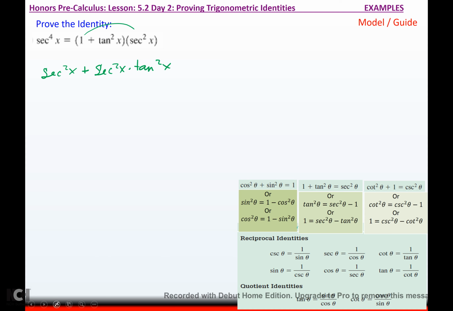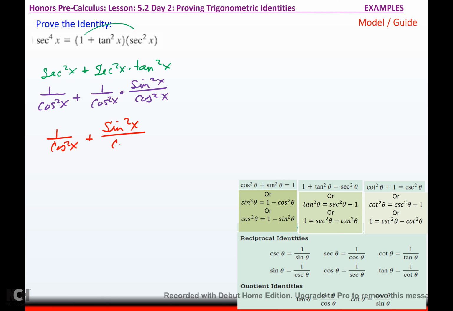I'm going to rewrite everything in terms of sine and cosine. So this would be 1 over cosine squared x. This would be 1 over cosine squared x. This would be sine squared x over cosine squared x. So that gives me 1 over cosine squared x plus sine squared x over cosine to the 4th x.